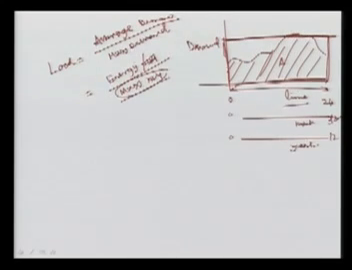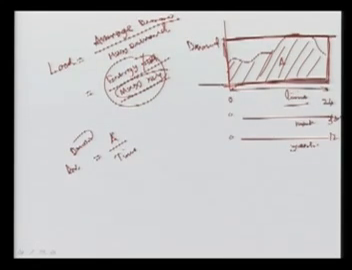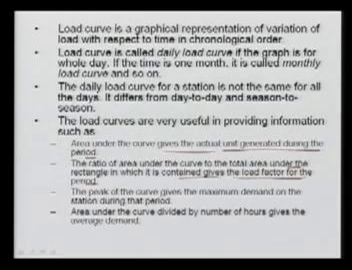So this is the energy that is produced, meaning the area under this shaded portion divided by the area in this rectangular portion will give you the load factor on that substation. And of course, this average demand is nothing but the area A divided by time, which gives your average demand. The peak of the curve gives, as I said, the maximum demand on the station during that period. The area under the curve divided by the number of hours gives your average demand.